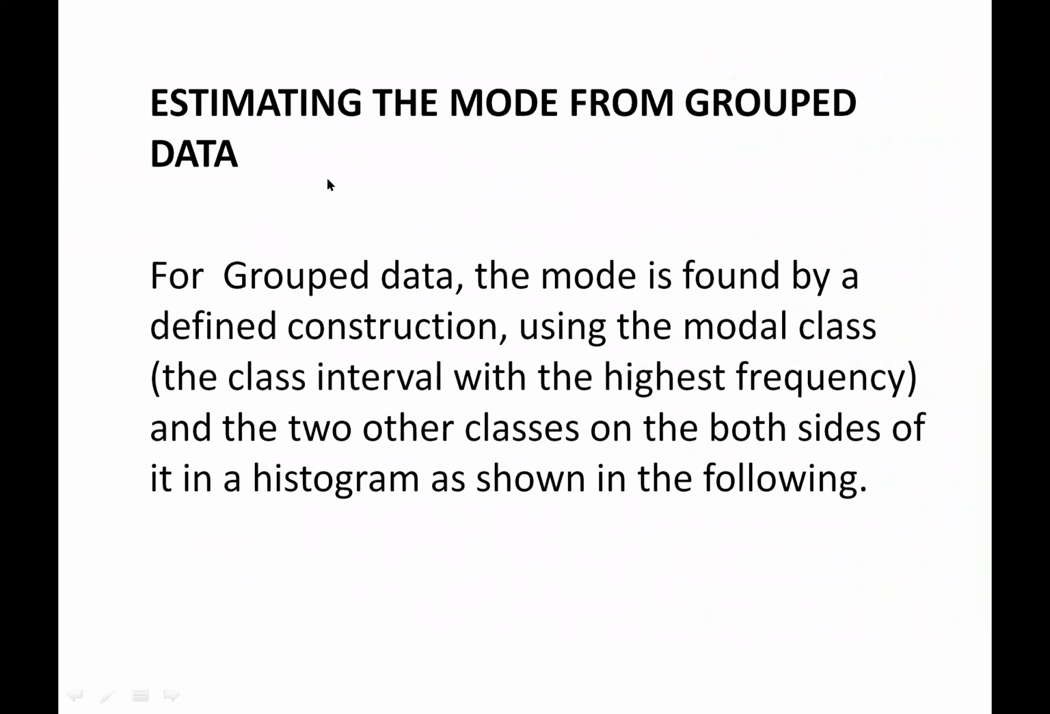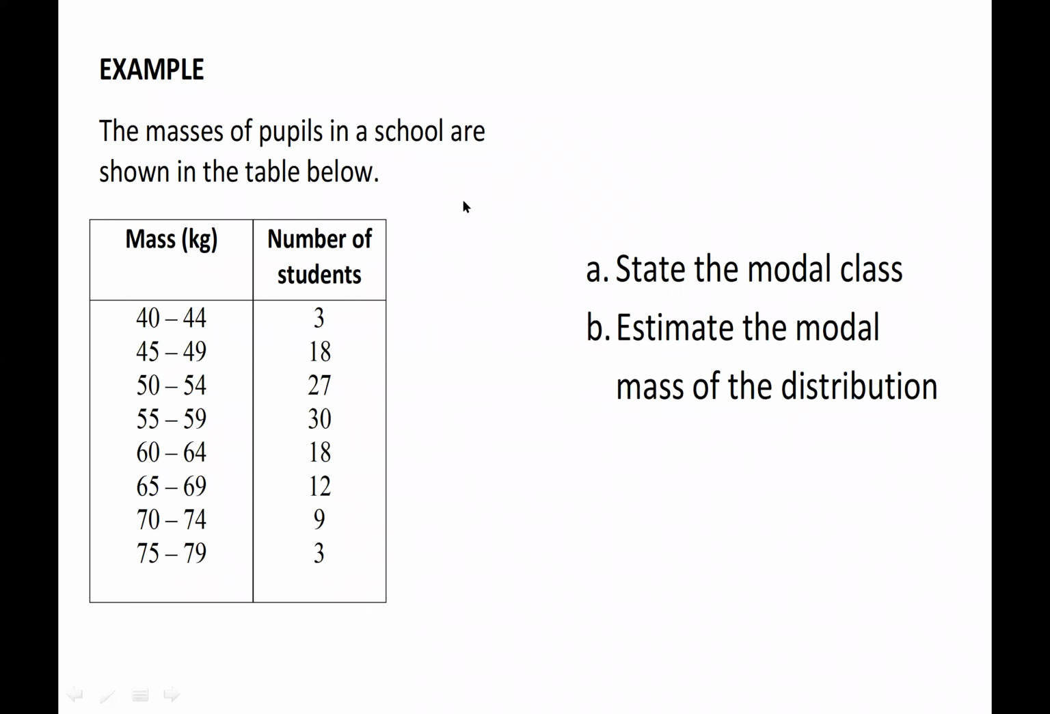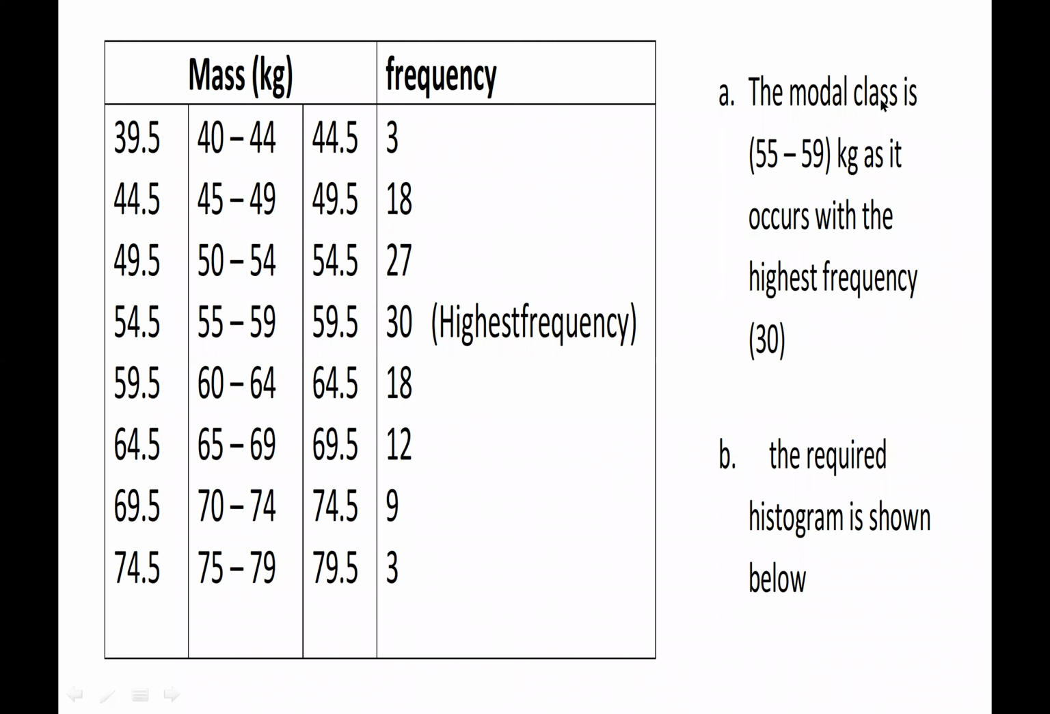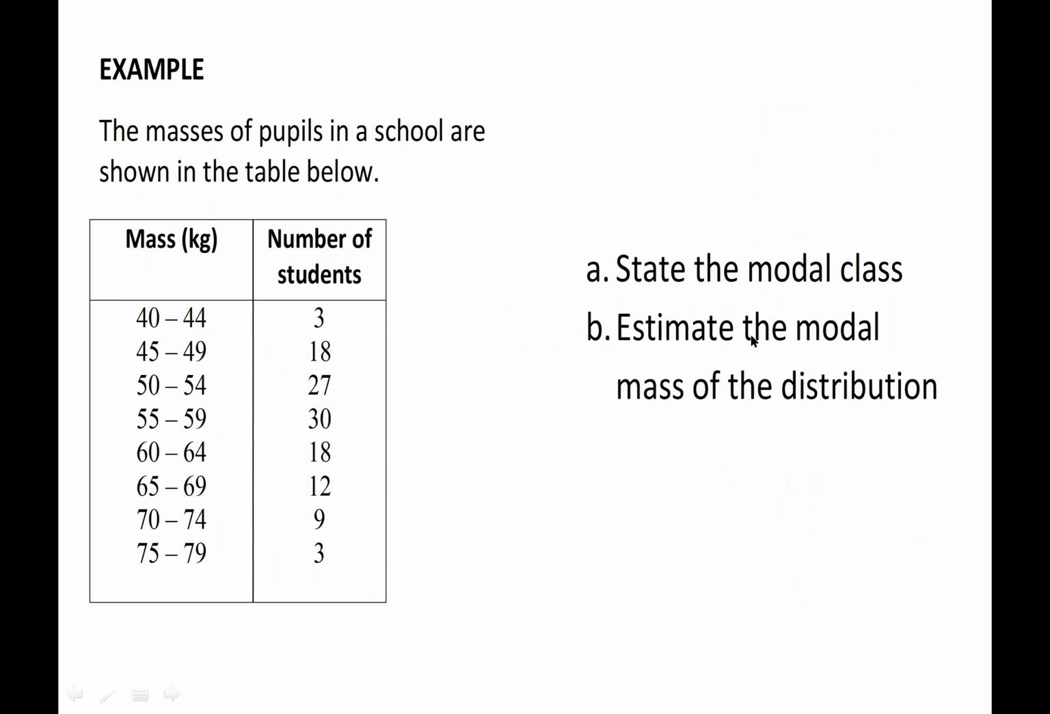I just wanted to mention that if you want to get the mode from group data, what you do is you do a histogram. So for example, if you wanted to get the mode for this group data, what is the mode? The modal interval, or the modal class, will be the one that has the most students in it. So this will be the modal class right here, 55 to 59. The modal class is the 55 to 59. But to estimate the modal mass, that's where the little knowledge comes in. I don't know how many people will know this. If it comes in the exam, you all might be one of the few.